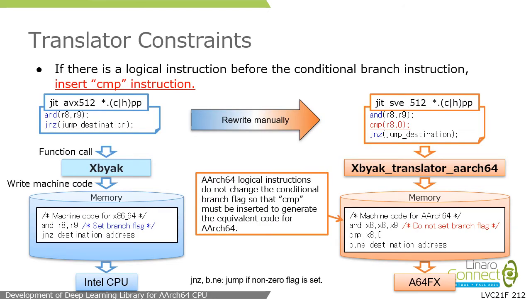This page shows the other constraint of the translator. If there is a logical instruction before the conditional branch instruction in the original implementation, we have to insert a compare instruction manually. This is because Intel's logic instructions always update the conditional branch flag, while ARM's logic instructions do not change the flag. So a compare instruction is required to correctly execute a conditional branch instruction.